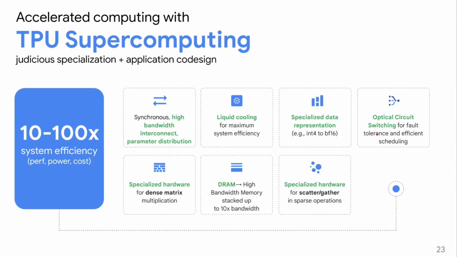The optical circuit switching is for two things. It's for both fault tolerance, and it's so that you always get a 3D torus no matter what size you build. We do support specialized data types, including int4, int8, and BF16. No bonus computation for int4 in this generation. And as I said earlier, liquid cooling, so that we can stuff as much computation as possible onto the chip.